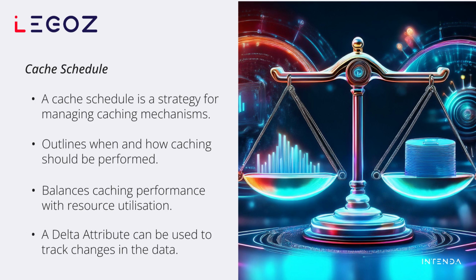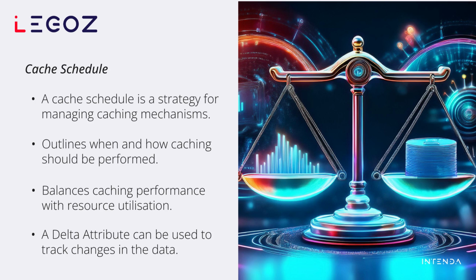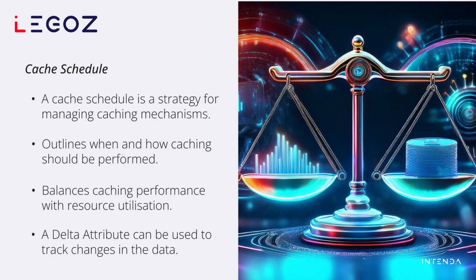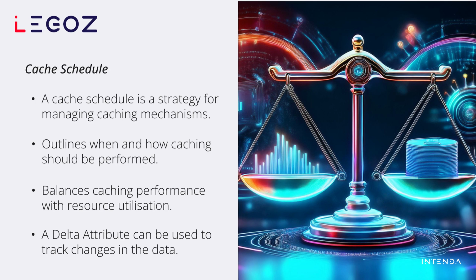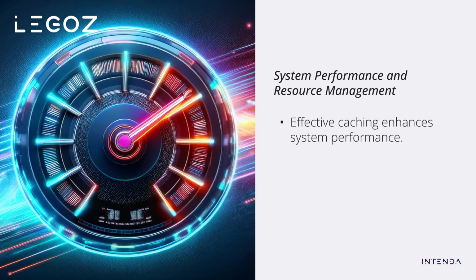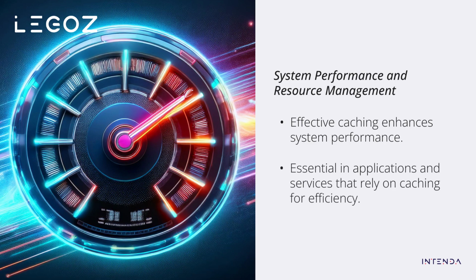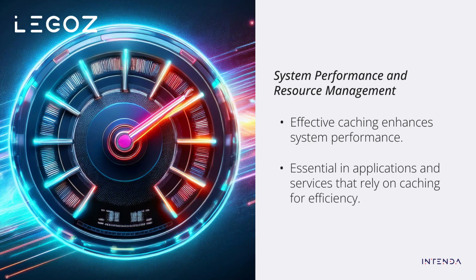The delta attribute is used to ensure that cached data remains fresh and up to date. By setting a delta, for example on invoice ID, on initial cache, all the data will be stored. Thereafter, all data greater than the delta attribute will be added to the cache on each scheduled cache iteration. A well-planned cache schedule is vital for system performance tuning and resource management, especially for applications and services that rely heavily on caching for efficiency.